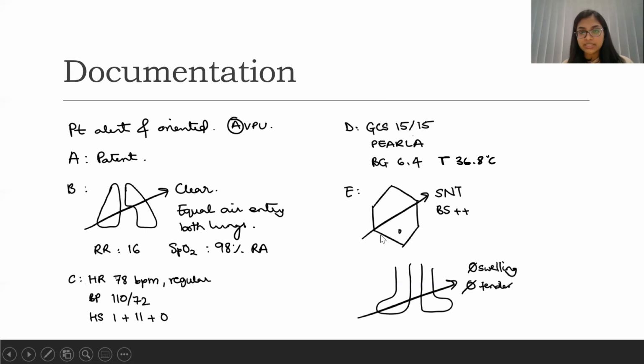This is how you typically see abdomen. You draw an abdomen, and an arrow going through it means it's clear, you don't find any abnormalities. And if you've examined the calf, then you can comment on that as well.